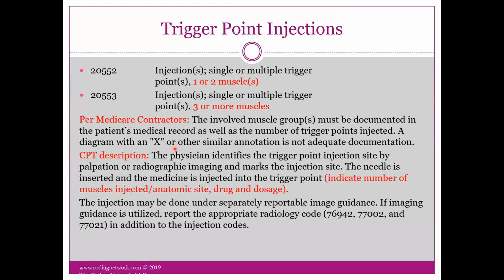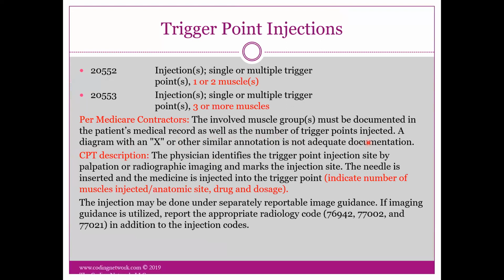Let's take a look at trigger point injections. There were a couple of trigger point injections that were not well documented or well supported. So there's two codes for trigger point. 20552 involves one or two muscles, and 20553 involves three or more. Now, the Medicare contractors are saying the involved muscle groups must be documented in the patient's medical record as well as the number of trigger points injected. And a diagram with an X or other similar annotation is not adequate documentation.